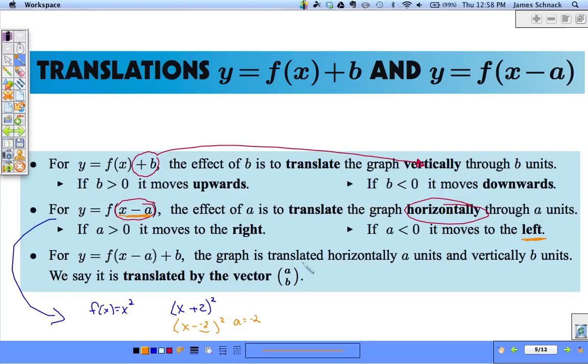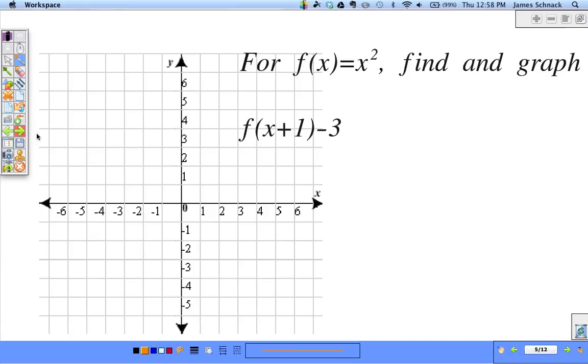And if we have these translations, a and b, we can describe that translation as a vector. This vector a, b isn't an ordered pair. This isn't a divided by b. If we had a translation of right 2 and down 1, we would give it as the vector 2, negative 1. So if you see this, that's what it means. It means they're translations. The top number is the horizontal. The bottom number is the vertical.